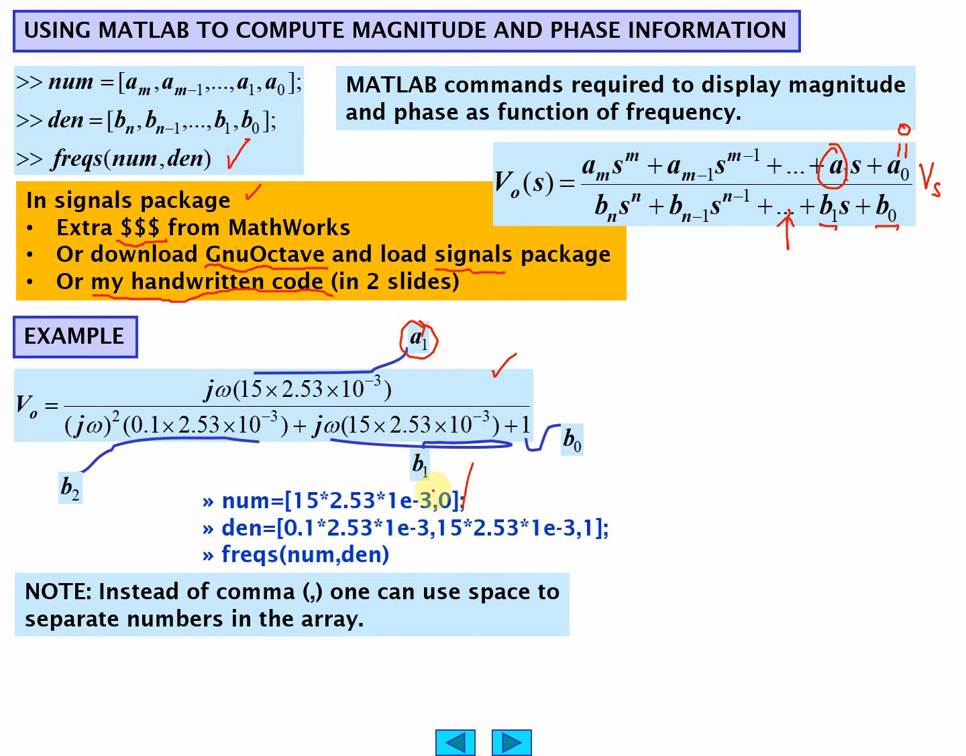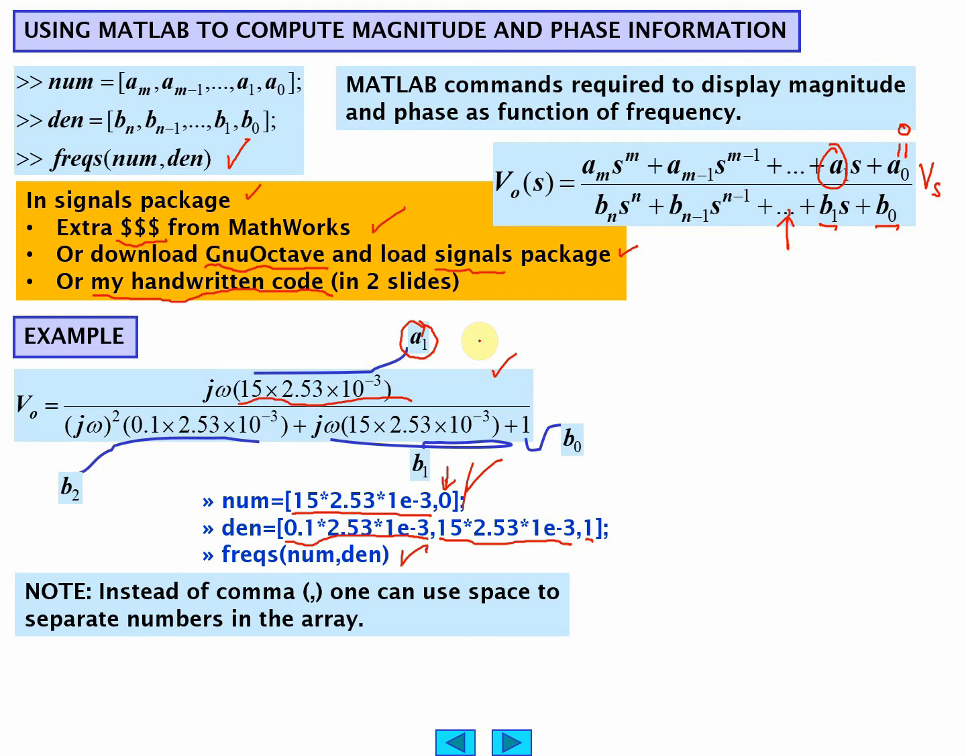So we define the numerator polynomial. We just write down the coefficients. Write down the coefficients here. We need the 0 here because A0 equals 0. You can't just ignore it. It's got to be there. Denominator, similarly. So this would be B2, this would be B1, this would be B0. And then run this function. It's in the signals package of GNU Octave or MathWorks, or you could use my code.